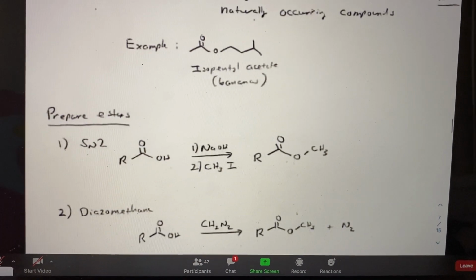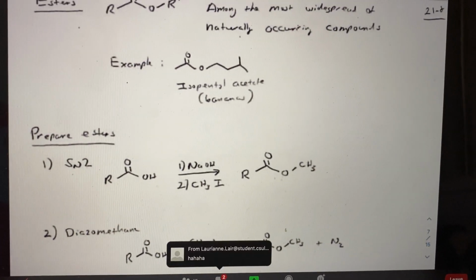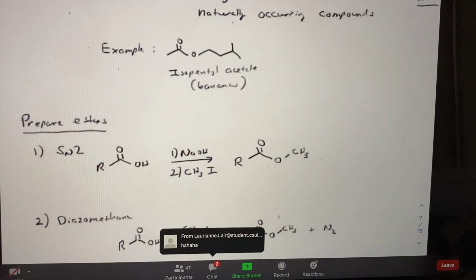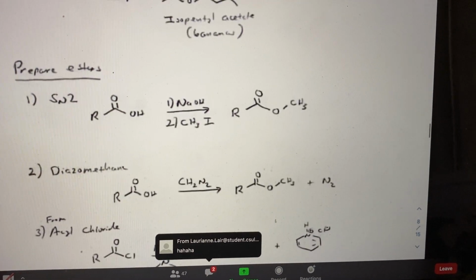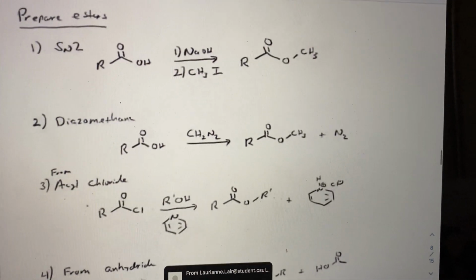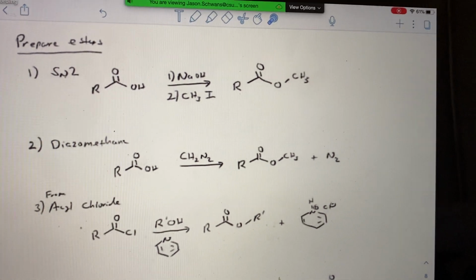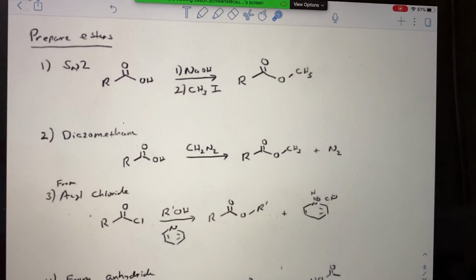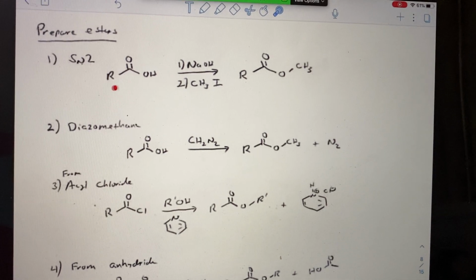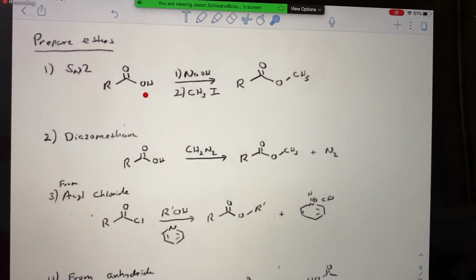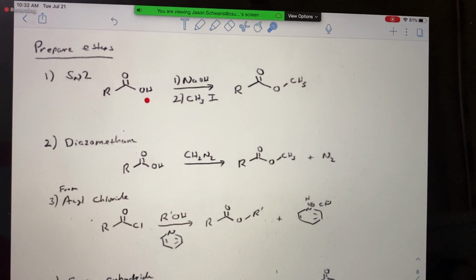Okay, but we're going to see a wide variety of these esters. And so we want to think about how to make esters and then what to do with them. So a couple of different ways to make them, and I'm going to use this as a review for the most part. We could take a carboxylic acid and in a classic SN2 reaction, let's go ahead and deprotonate this.